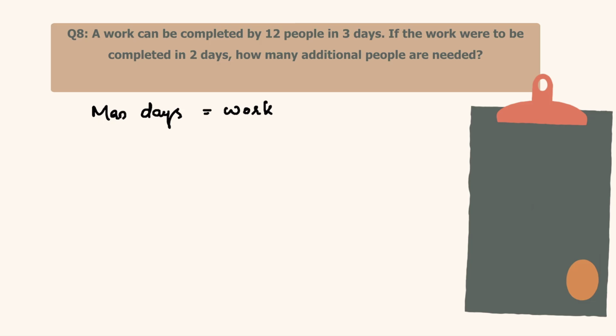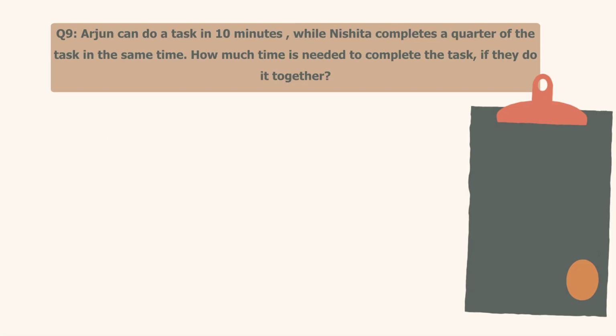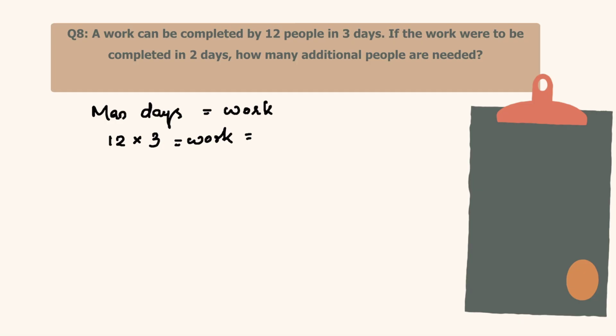Here it is given work can be completed by 12 people. So here man is 12 into days is 3, right? 12 people will complete it in 3 days. So 12 into 3, this is the total work. What they are asking is, if the work were to be completed in 2 days, how many additional people are needed? So let's find out how many people are needed, and we will see how many additional people are needed.